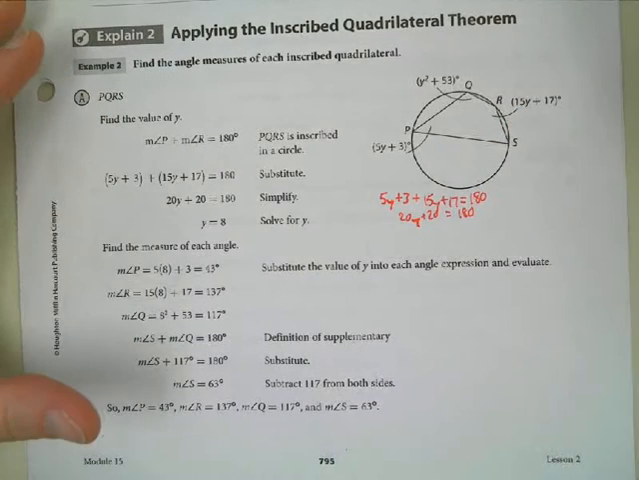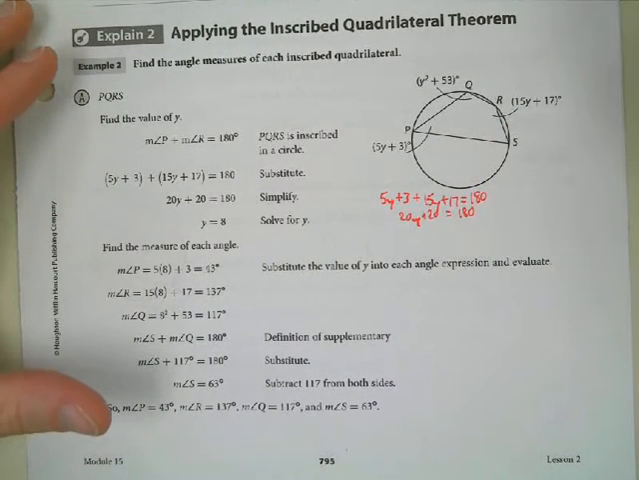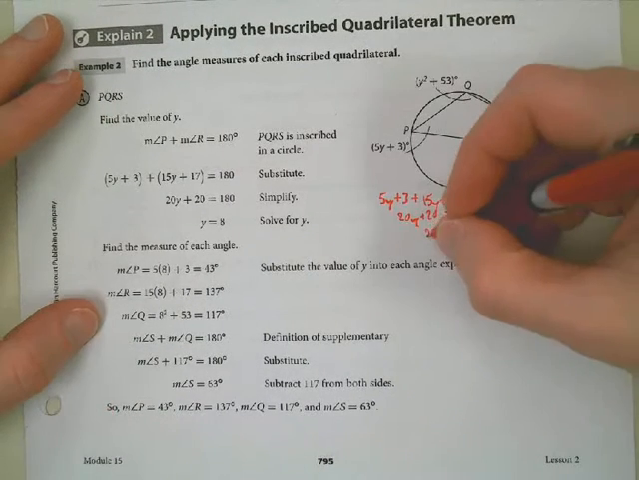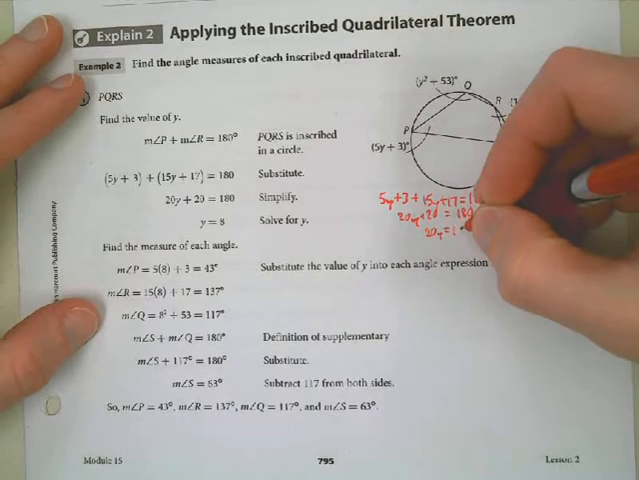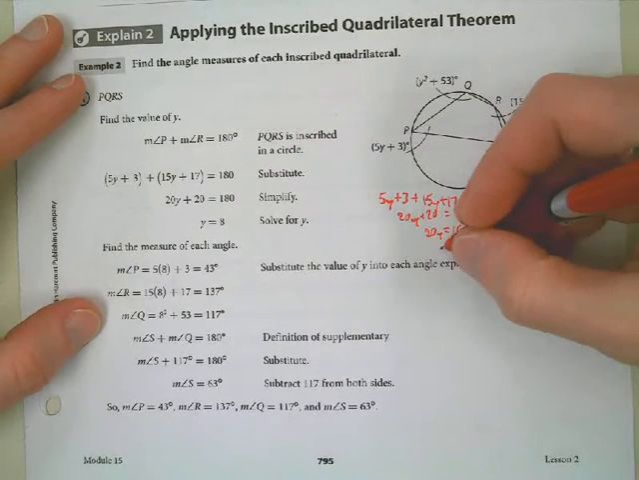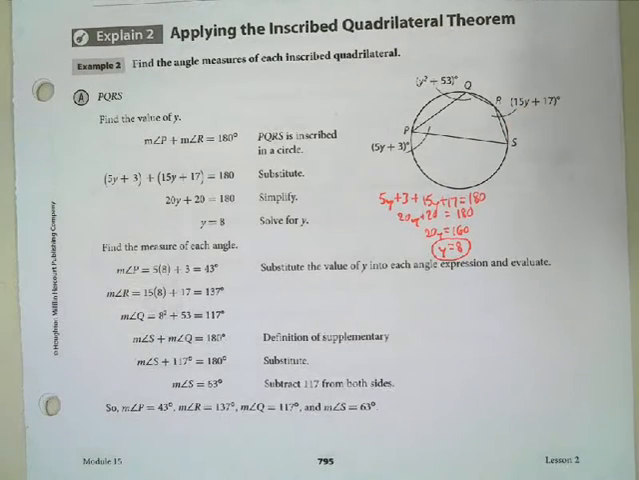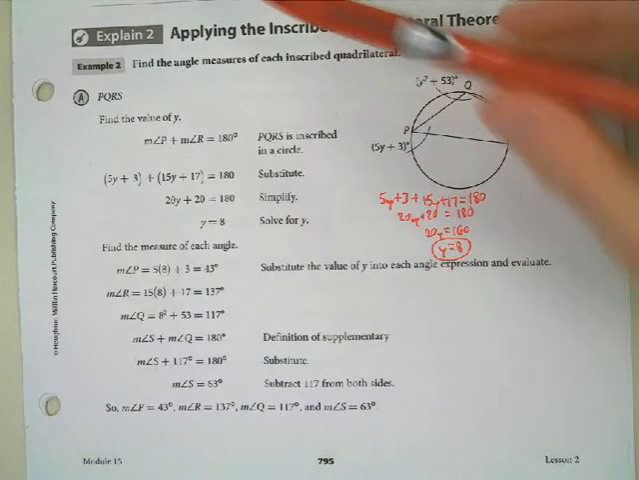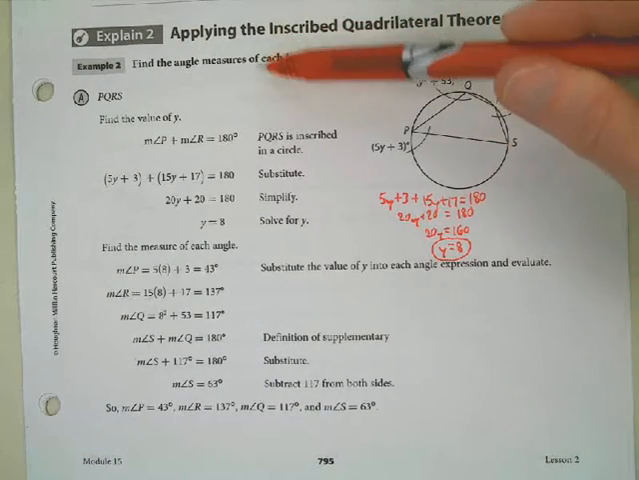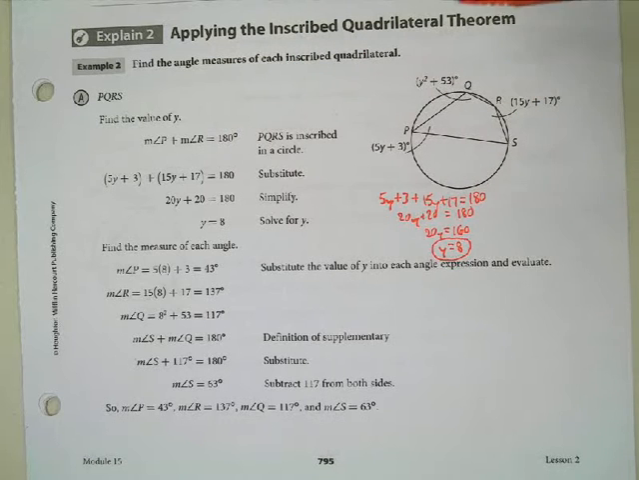Good. And then what, Julia? Yep. So equals 160, and then divide both sides by 20, and we get y equals 8. Okay. So we found y, but then it says find the angle measures of each inscribed quadrilateral. So that means we're going to find all the angle measures here. All right. So now we've got the y.